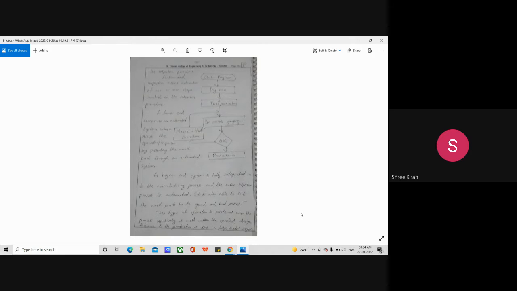Computer means what? We will be having a program which is fed into the computer, and the computer will be processing it and checking whether it is feasible or not. And finally, by running the computer, we will get the product. Okay, so what is the difference between computer integrated manufacturing and a lathe? Can anyone of you tell me what's the difference?